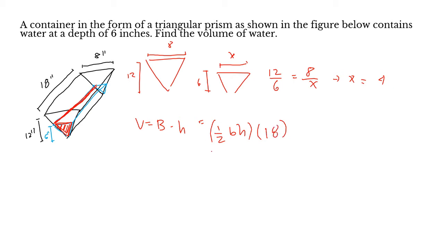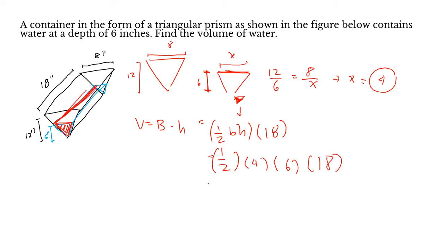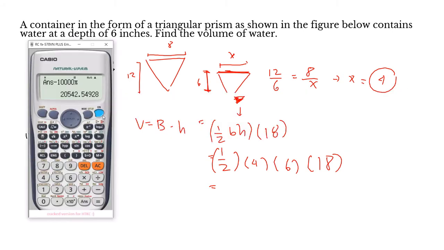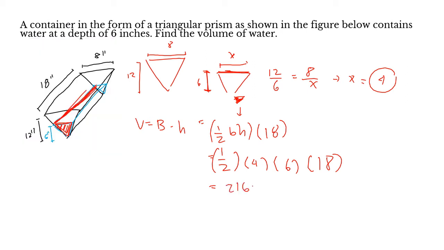Para ni siya sa kining triangular section. So, you have 1/2. Ang base niya is x, which is already solved for. Ang height niya is 6, times 18, class. Kining 18 is again ha. So, pila man na siya, class? That is equal to, 4 times 6 times 18 divided by 2, that is 216. 216 inch cube. Okay, and that's it.